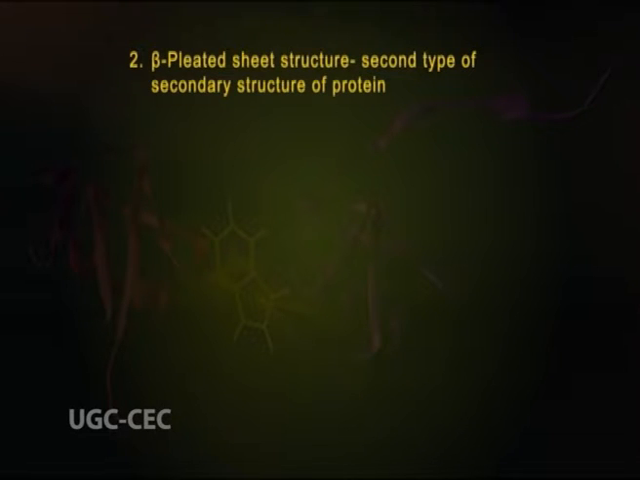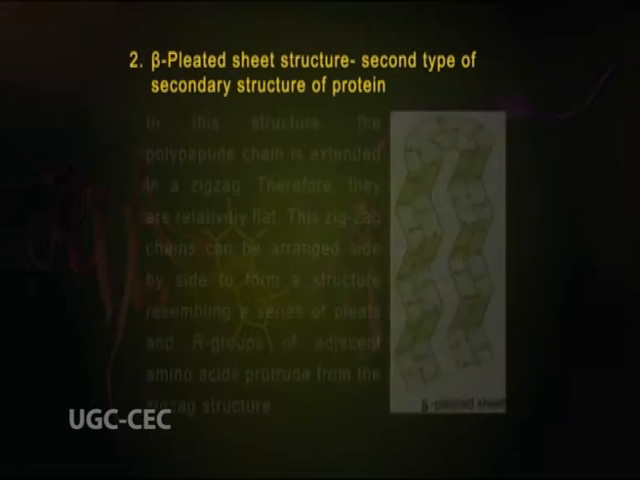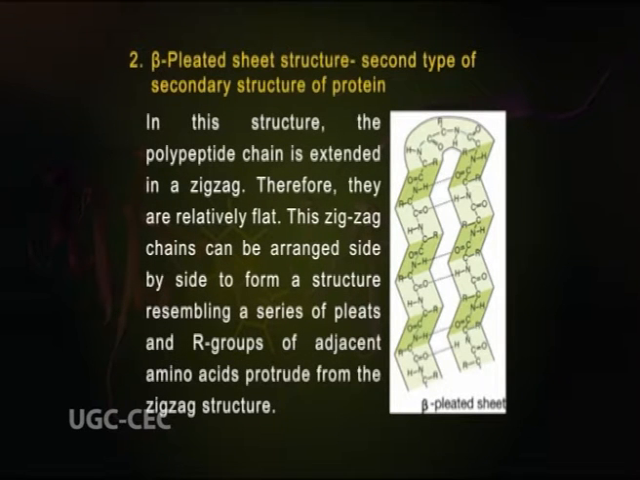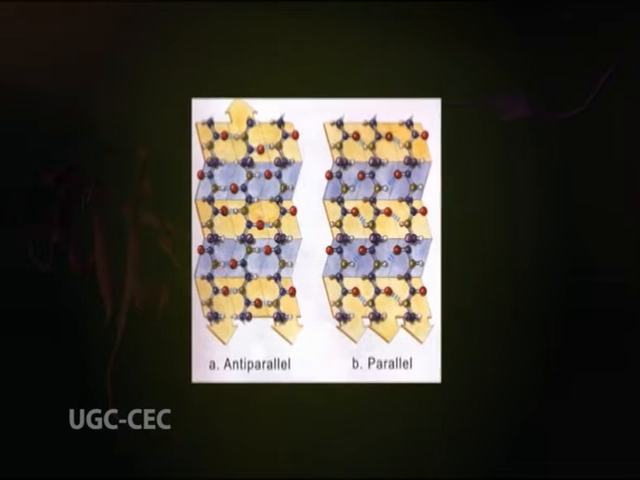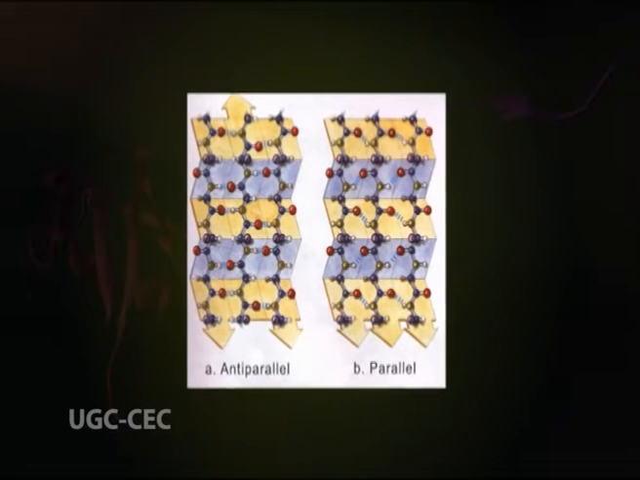Number 2, beta pleated sheet structure, or the second type of secondary structure of protein. In this structure, the polypeptide chain is extended in a zigzag, therefore they are relatively flat. This zigzag chain can be arranged side by side to form a structure resembling a series of pleats, and R groups of adjacent amino acids protrude from the zigzag structure. 2 or more beta pleated sheets are layered close together within a protein. The layered polypeptide chains may be parallel or antiparallel.